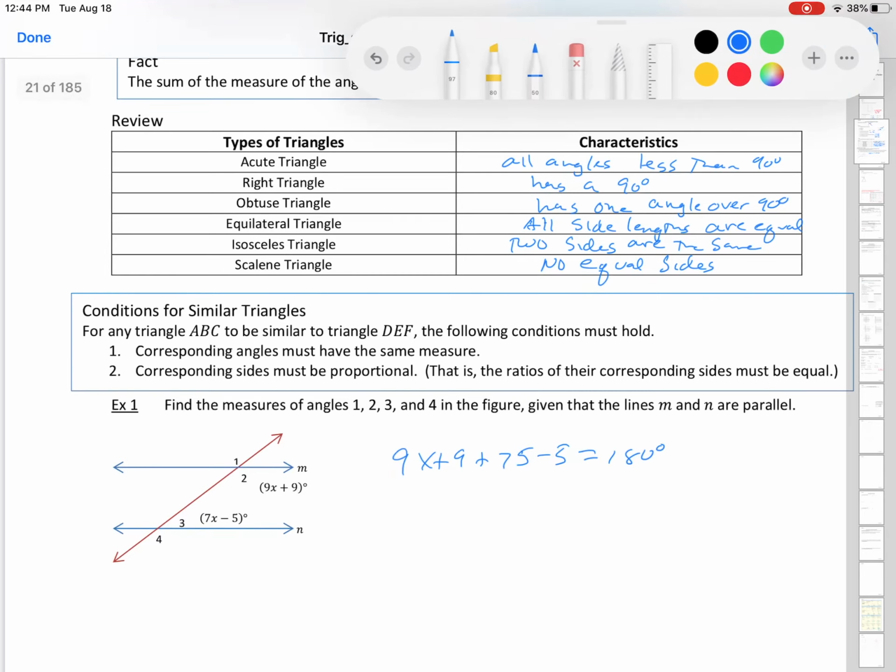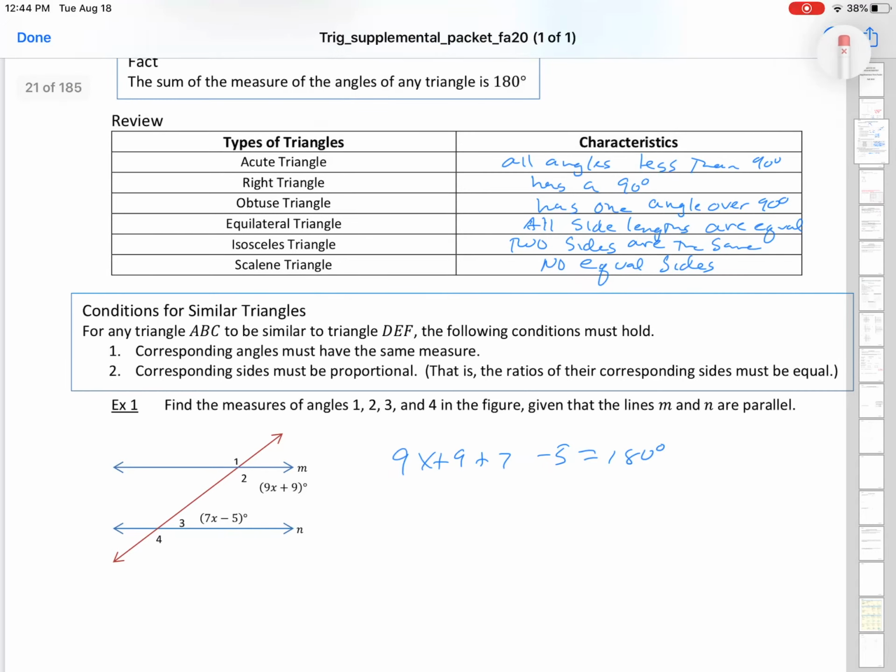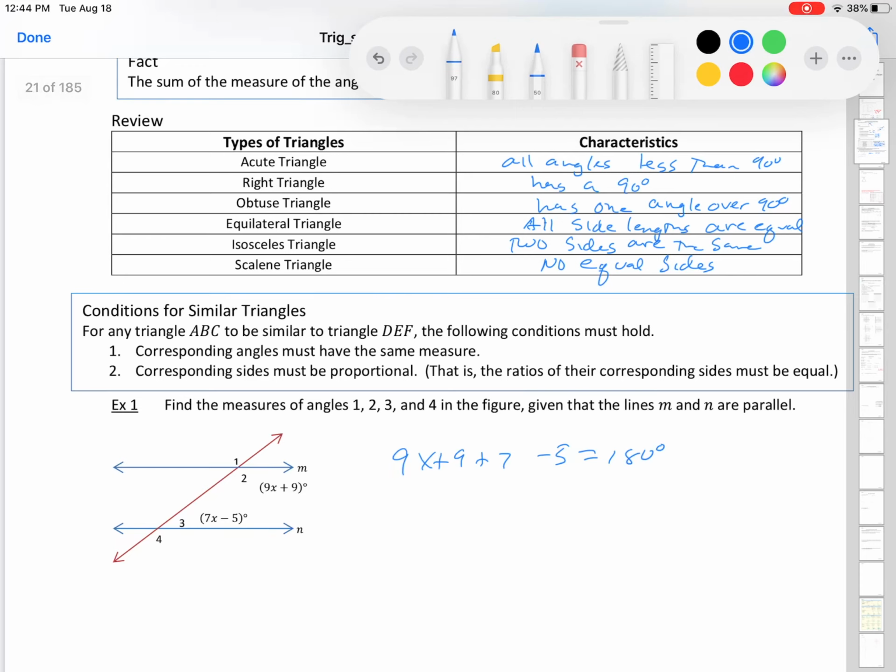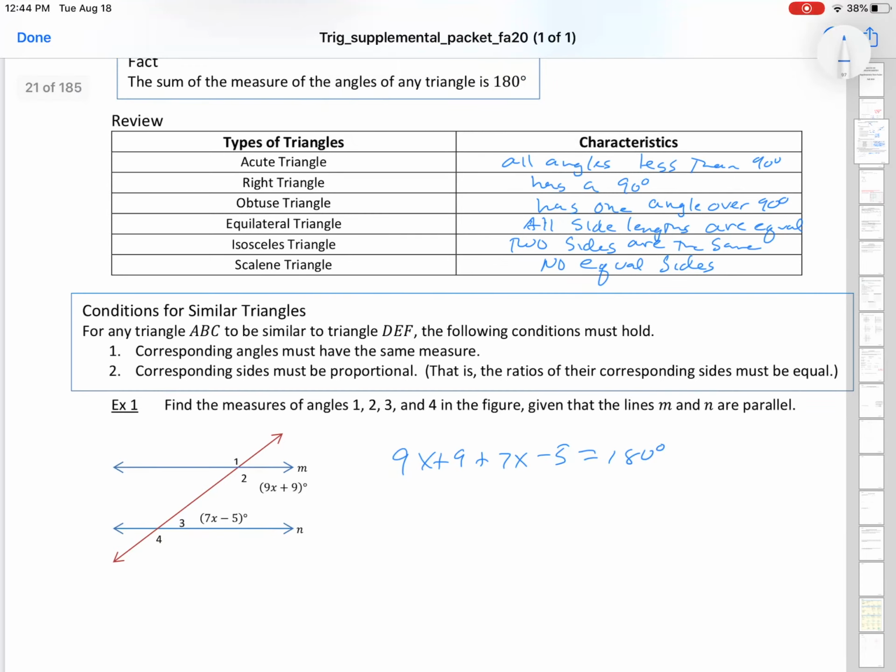And I have a little bit of a miscopy there. So I have angles 2 and 3 being added together and set equal to 180 because they're the interior angles on the same side of the transversal. So now we got 16x plus 4 is equal to 180, and so we have 16x is equal to 176, and so we get x is equal to 11 pretty quickly.